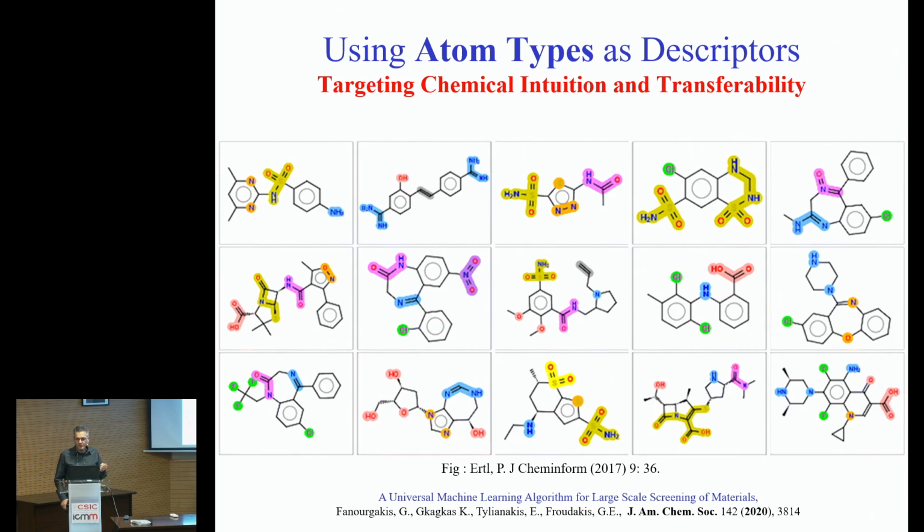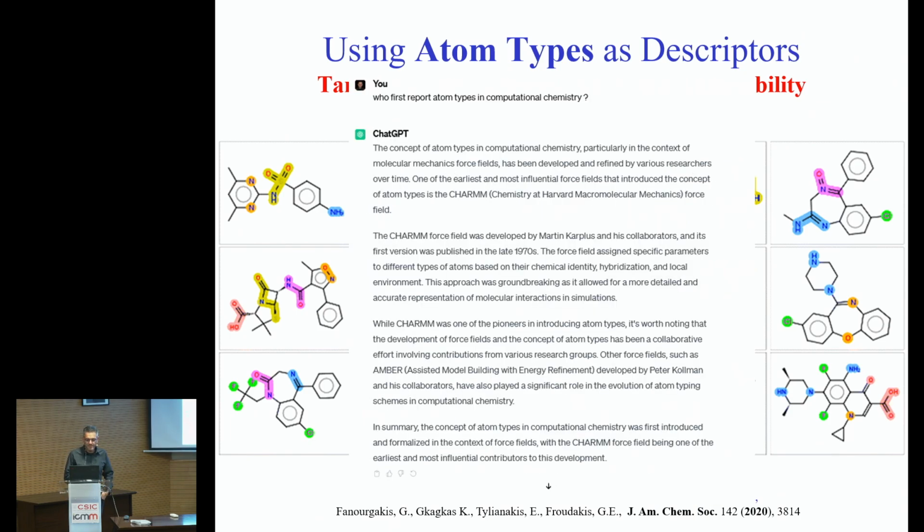The idea behind atom types is that atoms in molecules don't behave the same way. For example, a carbon atom is completely different if it participates in a benzene ring, or if it is in a carbon dioxide, or in graphene. So the different types actually show the chemical behavior. And if we put the atom types inside the algorithms, we can impose chemical intuition.